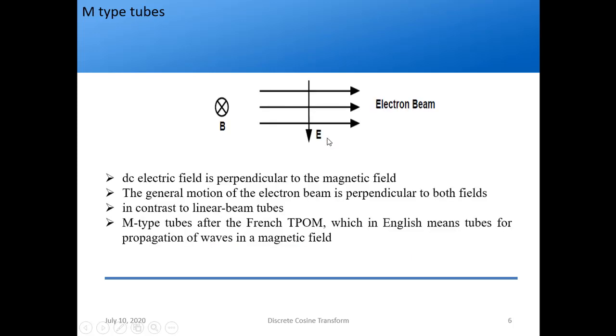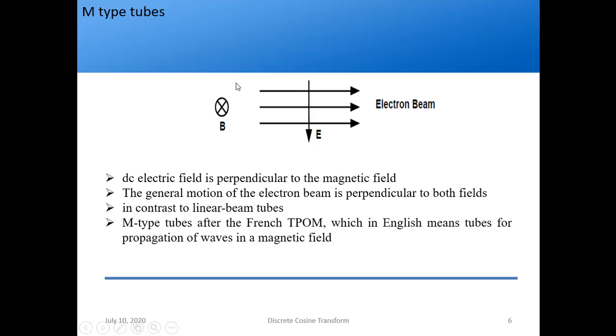Then what we have are M-type tubes. So what are M-type tubes? If you see, the DC electric field and the magnetic field are perpendicular, and the electron beam is in this direction. In the M-type tube, the DC electric field is perpendicular to the static magnetic field, and the general motion of the electron beam is perpendicular to both the fields. So the electron beam is traveling like this towards the right. As you see, the electric field is perpendicular to it, and this symbol indicates what?